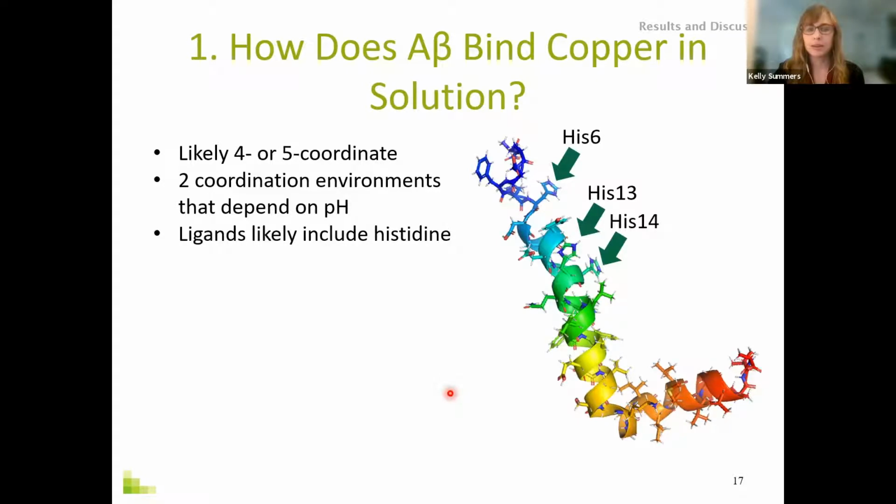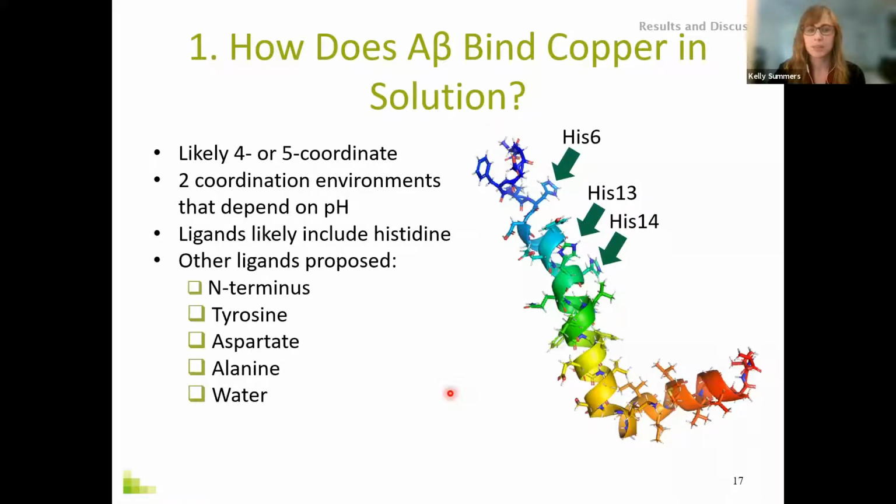It's also fairly well agreed that the ligands likely include histidine. There are 3 histidines at the N terminus in the 6th, 13th, and 14th positions. However, there's less agreement about what the other ligands might be. Some studies have proposed the N terminus, others have proposed tyrosine, aspartate, alanine, and even exogenous molecules like water.